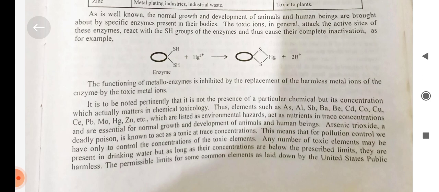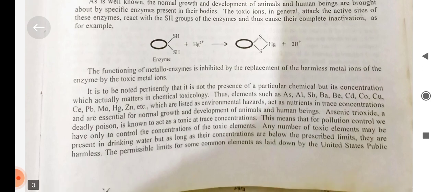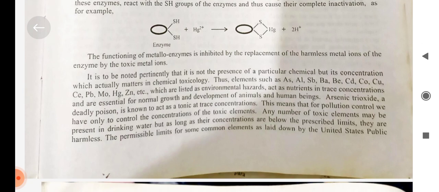that it is not the presence of a particular chemical but its concentration which actually matters in chemical toxicology. Those elements such as arsenic, aluminium, barium, beryllium, cadmium, copper, cobalt, Hg, etc., which are listed as environmental hazards, act as nutrients in trace concentration and are essential for normal growth and development of animals and human beings. Arsenic trioxide, a deadly poison, is known to act as a tonic at trace concentrations. This means that for pollution control, we have only to control the concentration of toxic elements. Any number of toxic elements may be present in drinking water, but as long as their concentrations are below the prescribed limits, they are harmless.